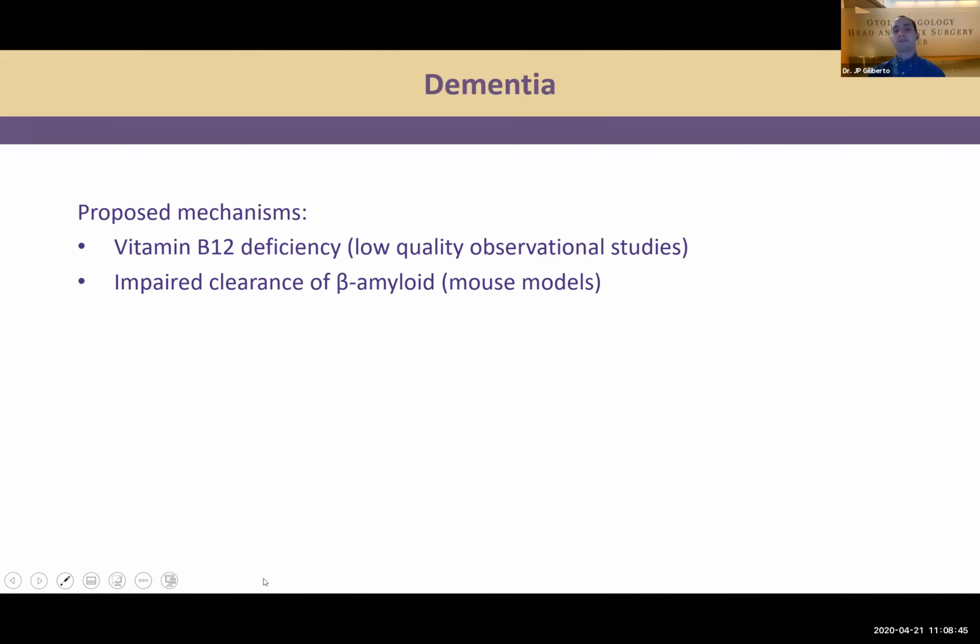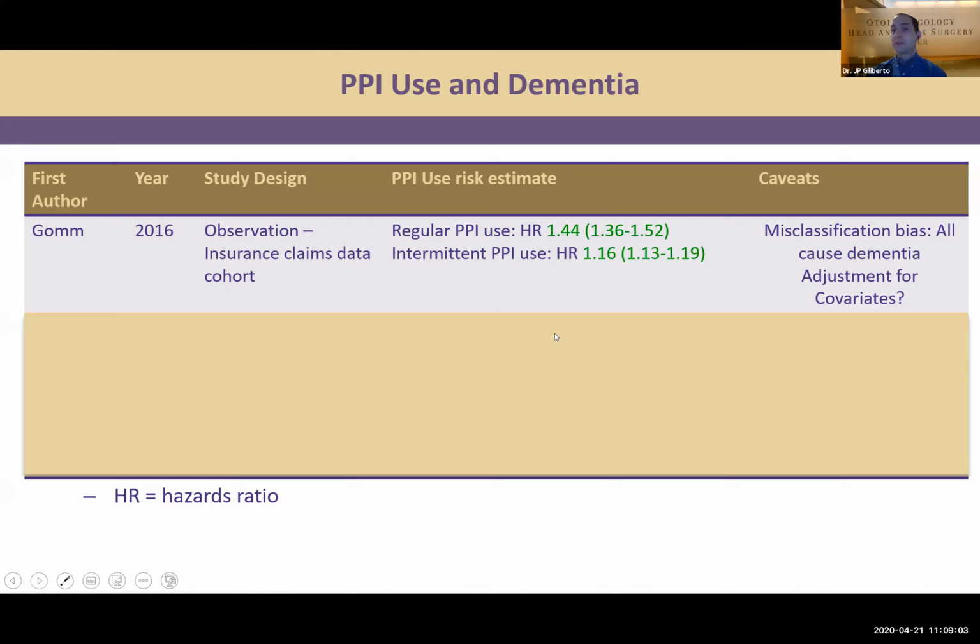So let's take a similar framework and apply it to dementia. If we look at the mechanisms by which PPI use can lead to dementia, there are 2. First is that it interferes with B12 uptake, which we'll talk about in just a second. It also impairs the clearance of beta amyloid in some mouse models. Now, this really was catapulted onto the scene as a potential risk in 2016 by the Gomm et al. paper, which was a German observational insurance claims data cohort where they looked at regular and intermittent use, and they noted a dose-dependent response to the risk of new onset dementia.